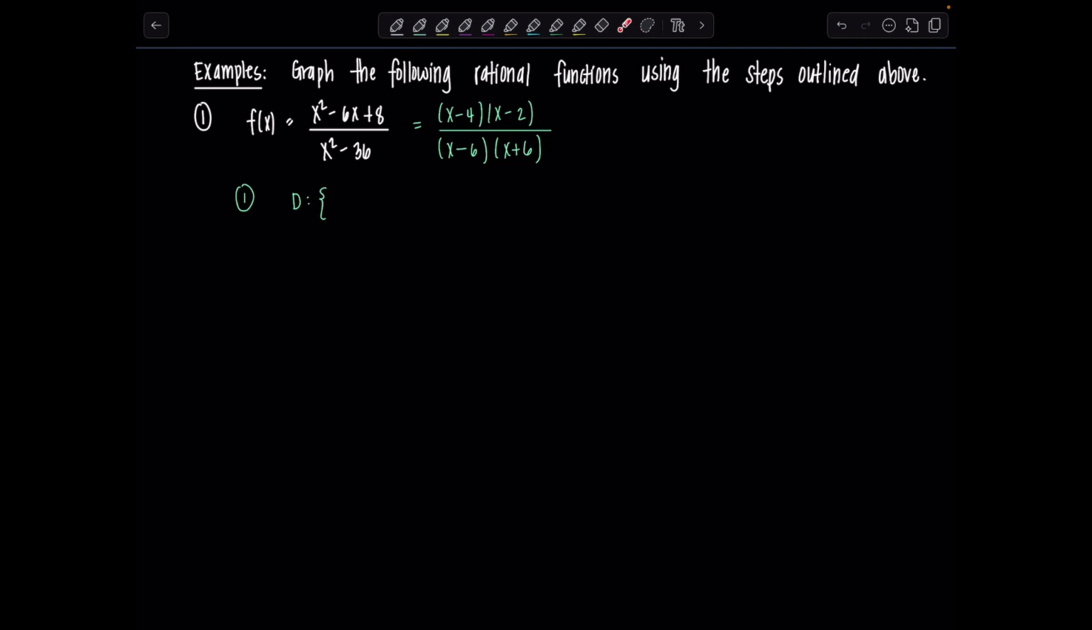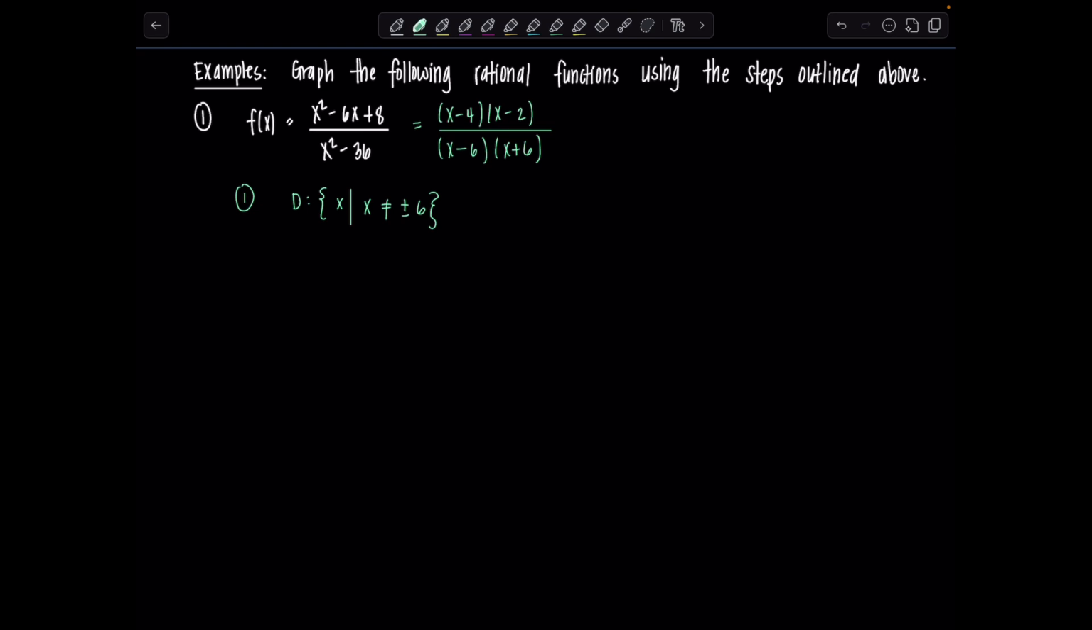Okay, so first things first, the domain. I have to restrict x equaling 6 and negative 6 from the domain, because both of those values would make the denominator equal 0, which would make the rational function undefined. So the way I say that is my domain, and then you write a set: the set of all x's such that x cannot be positive or negative 6. When you write your domain this way, it's assumed all other values of x are fine. Any real value except negative 6 and positive 6 is good to go. This is set builder notation.